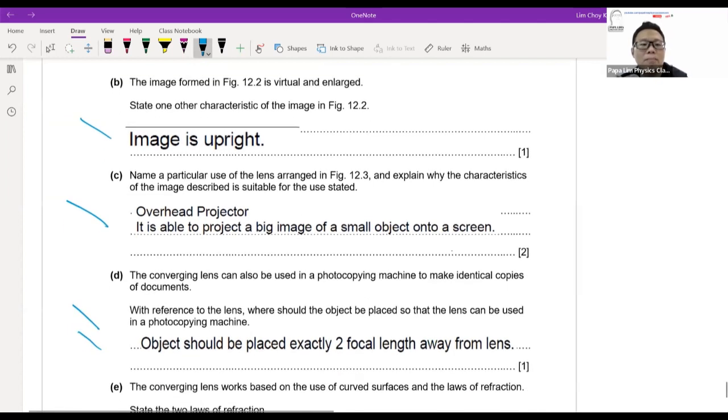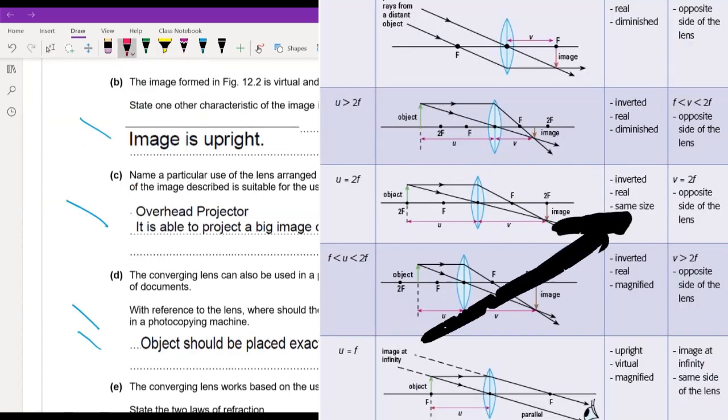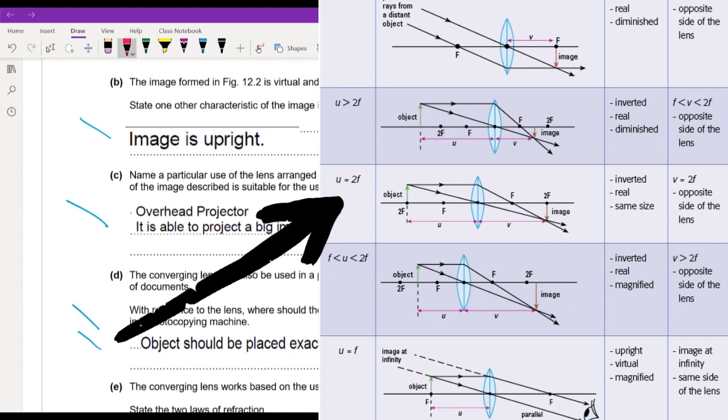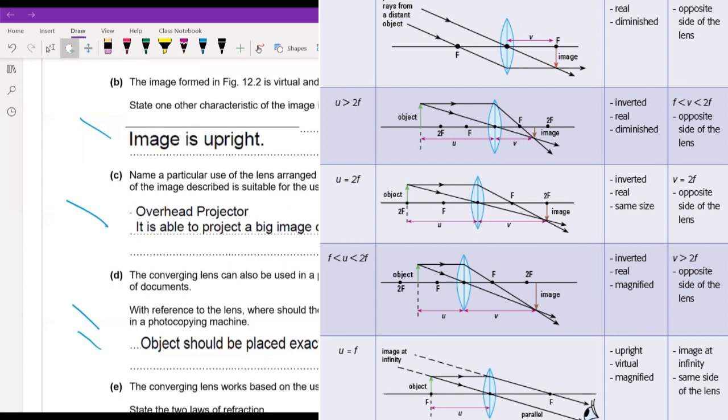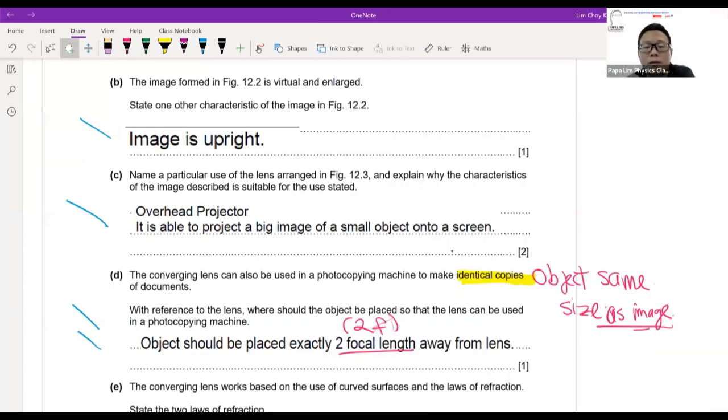It's because based on part D, I actually have certain conditions. I need identical copies, meaning the object and the image are the same size. Now if you look at object the same size as image, this particular condition gives us a particular scenario in the ray diagram whereby the object has to be exactly 2 focal lengths away, or what we call 2f away. You can refer to the 6 scenarios by the side.